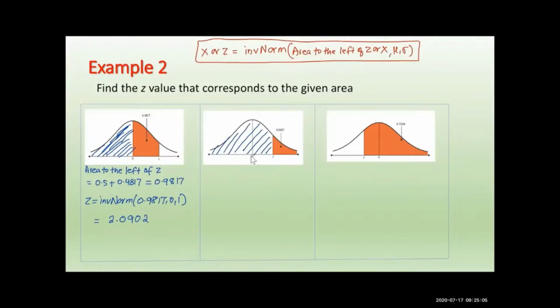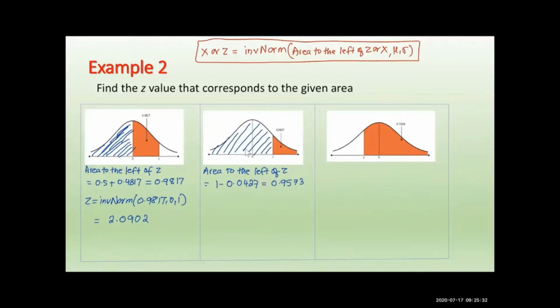So let's first write that. Area to the left of your z-score is equal to 1 minus 0.0427. And when you subtract that, do it in your calculator, you should get 0.9573. So that is the area to the left of that z-score.